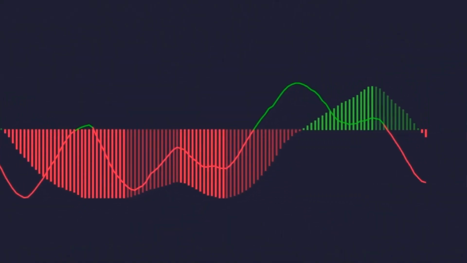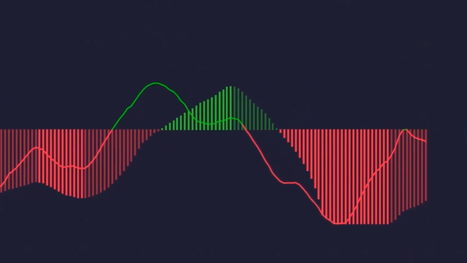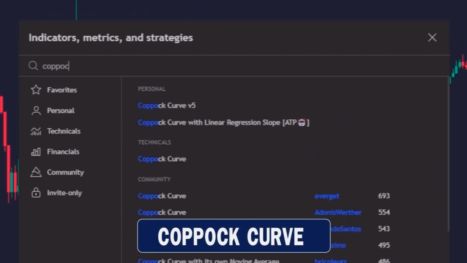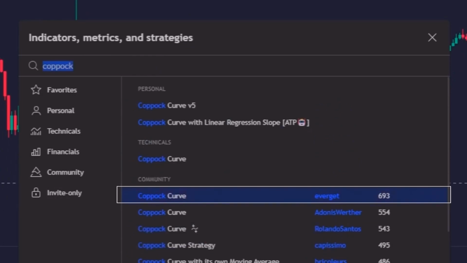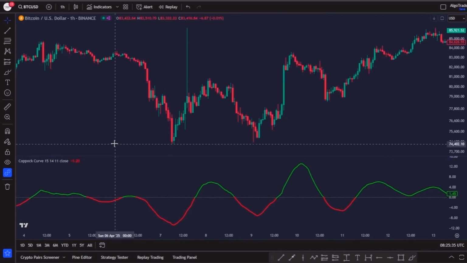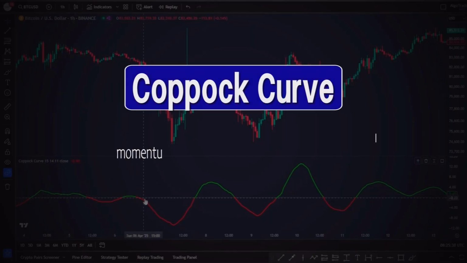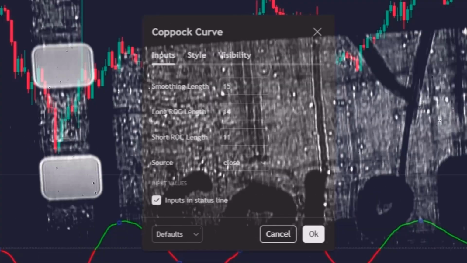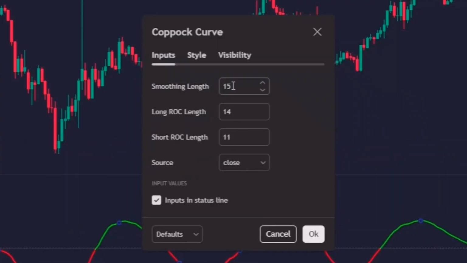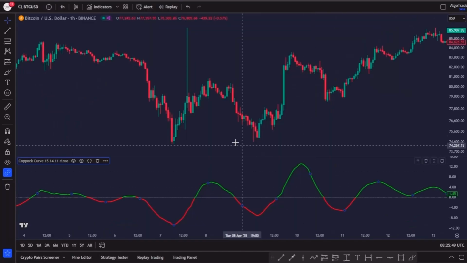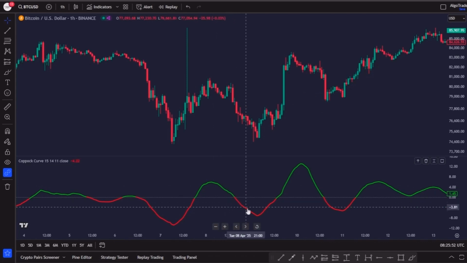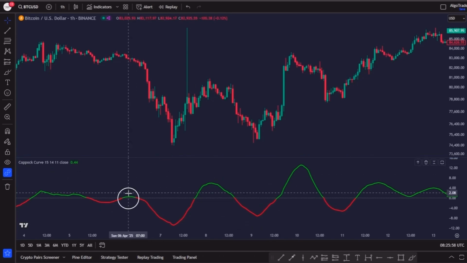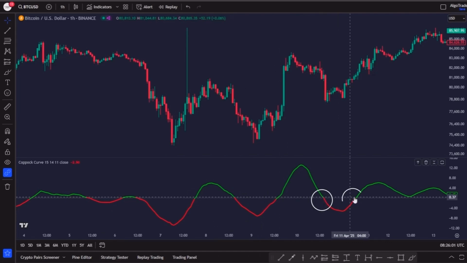To understand why this custom tool performs so well even in difficult market conditions, we first need to look at the two indicators behind it. The copy curve is the first building block. Initially designed as a long-term investment tool, the copy curve is a momentum indicator that spots bullish reversals by blending two rate of change calculations, one short and one long, and smoothing the result with a weighted moving average. The output is a clean, flowing curve that's great for spotting market bottoms and shifts in sentiment, but by itself it often reacts late or misses shorter opportunities.